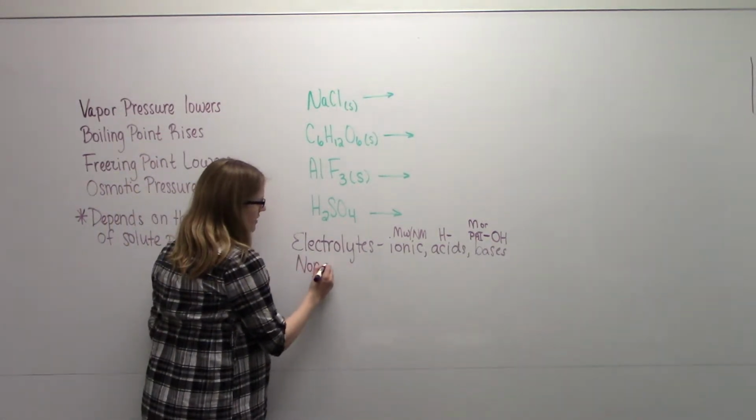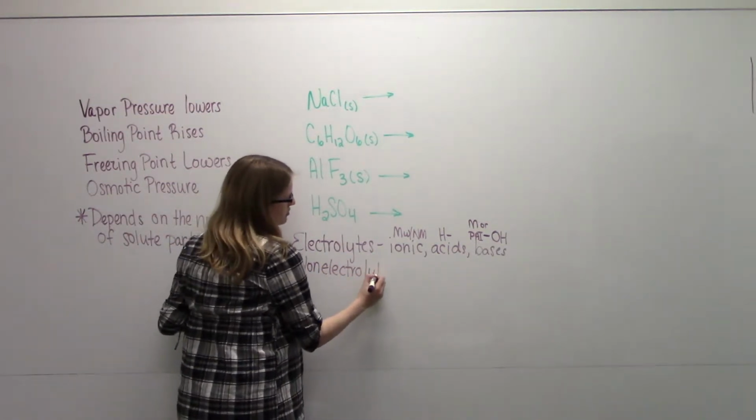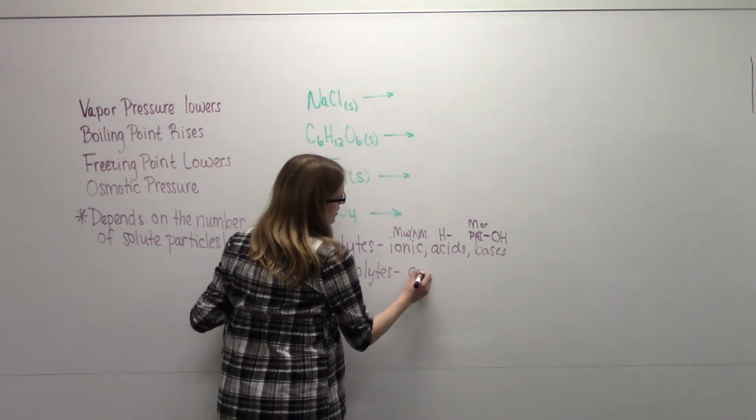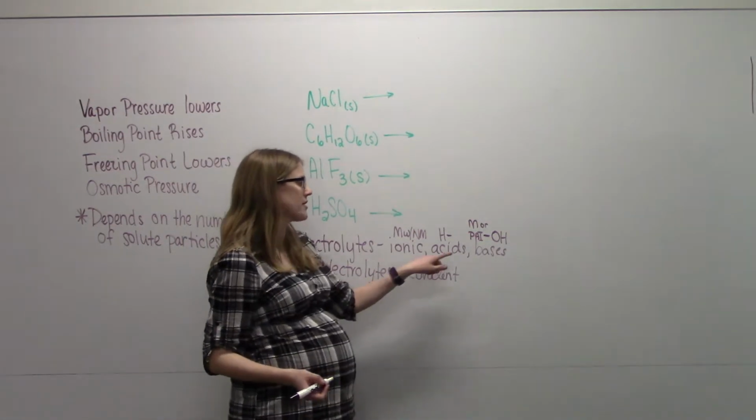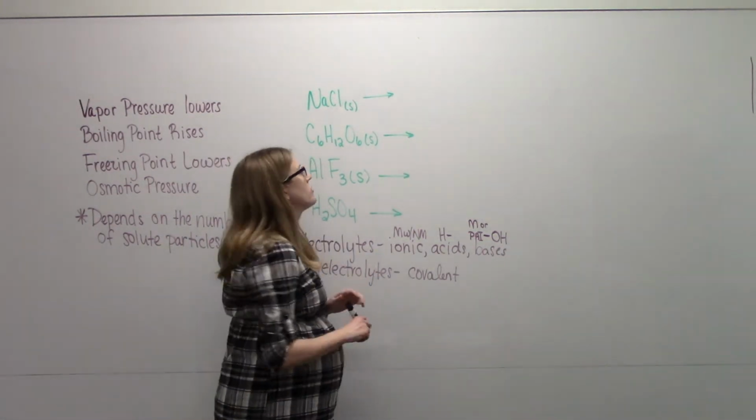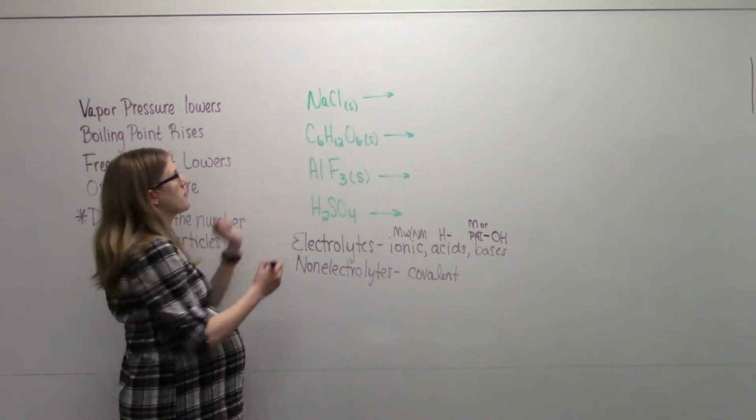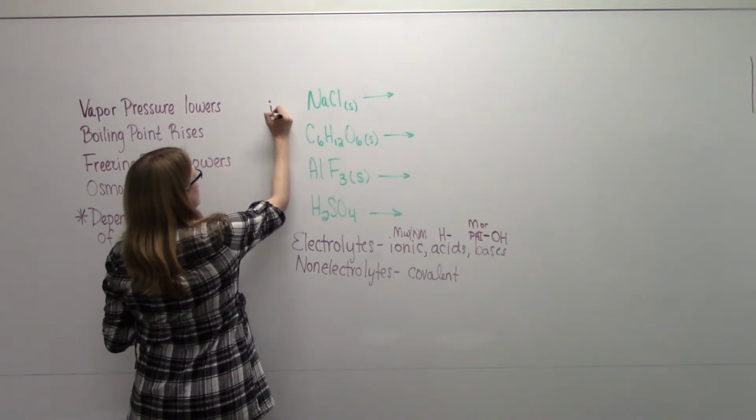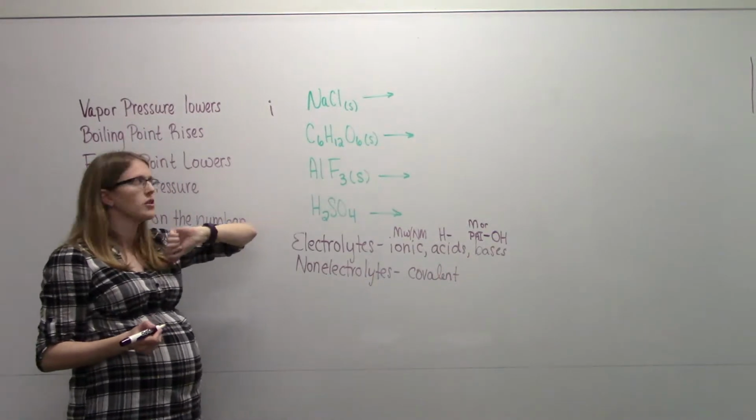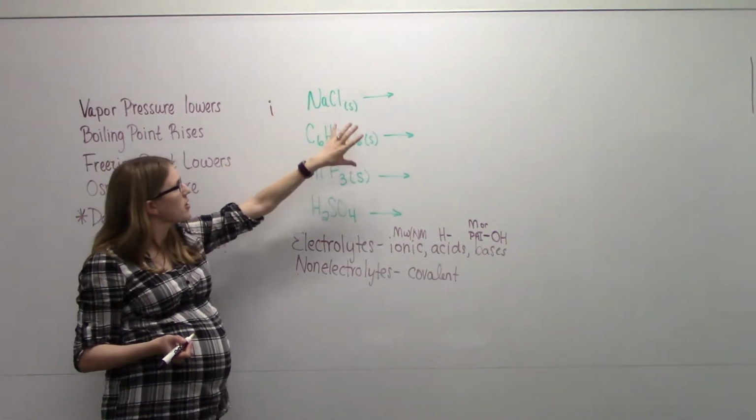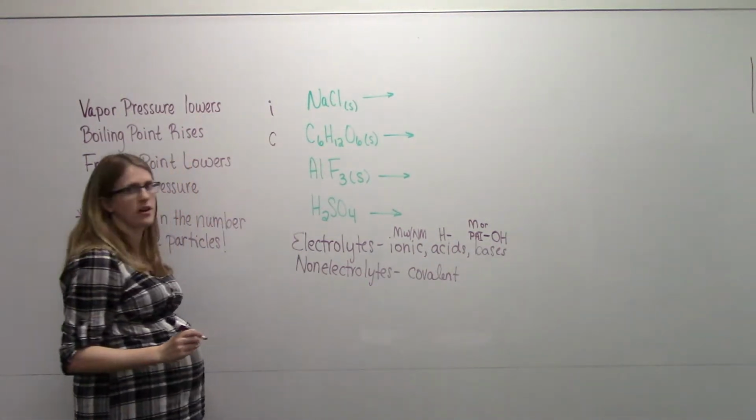Non-electrolytes are covalent, and they do not break apart into their ions in solution. Technically acids are covalent, so it's covalent compounds other than acids. So let's look through this list. What is NaCl? That's a metal with a nonmetal. That's ionic. So this one is an electrolyte. C6H12O6, that's glucose. Nonmetal, nonmetal, nonmetal. We don't see any polyatomic ions here. This is covalent. That one's not going to split up.